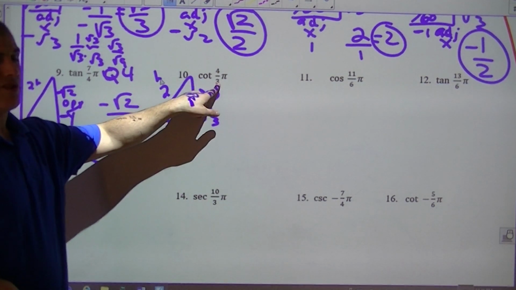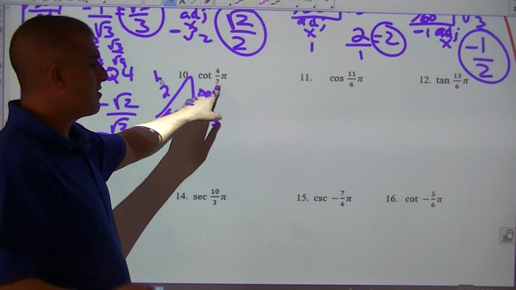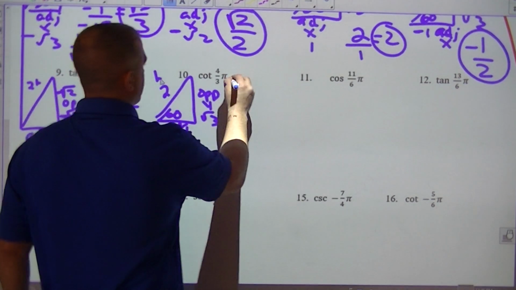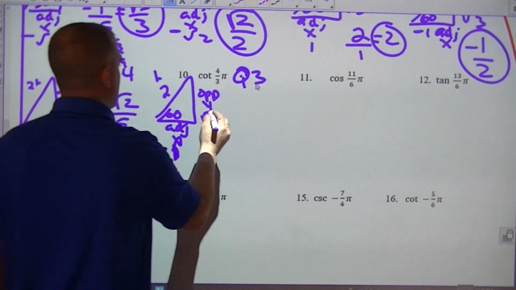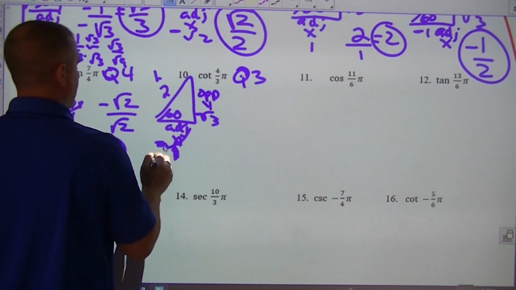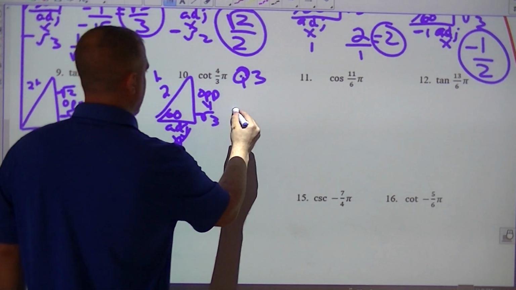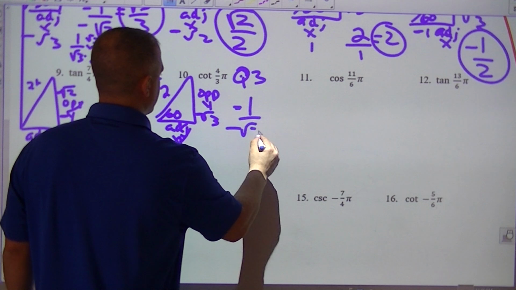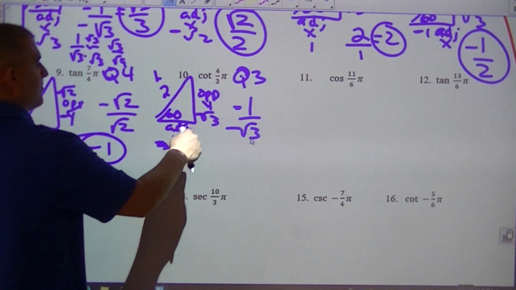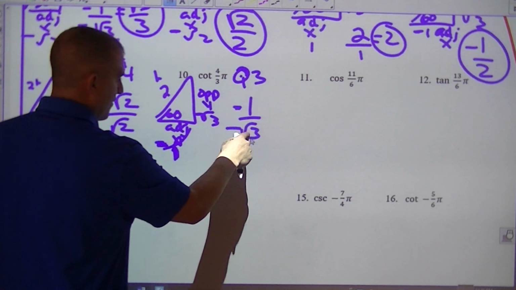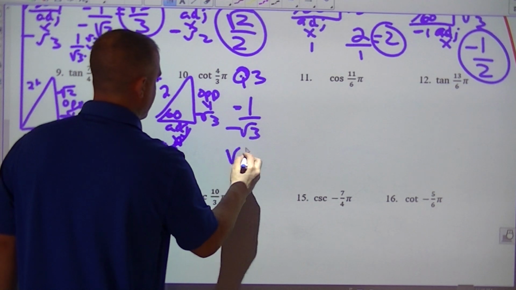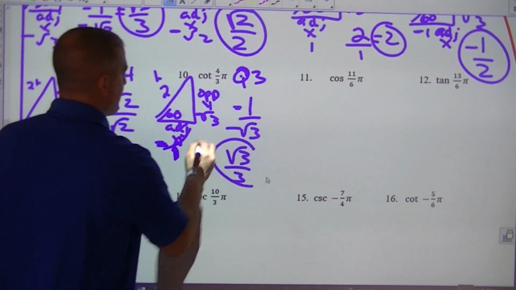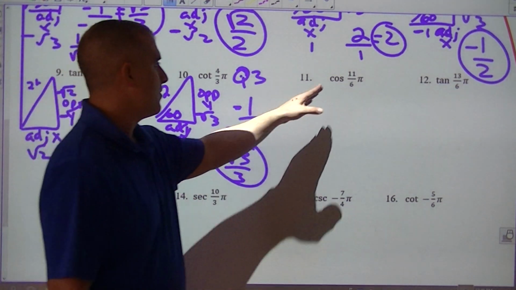4/3, bigger than 1, and 1 digit apart, so that's going to be quad 3, which would make both of these negative. So that's going to be adjacent over opposite. Once again, negative over negative will be a positive, and that's going to become square root of 3 over 3. We did the math already there for you.